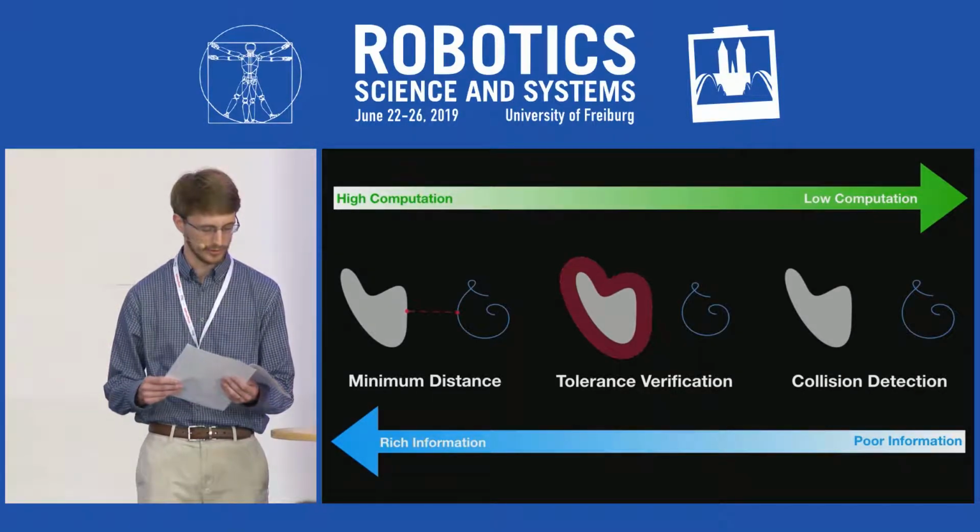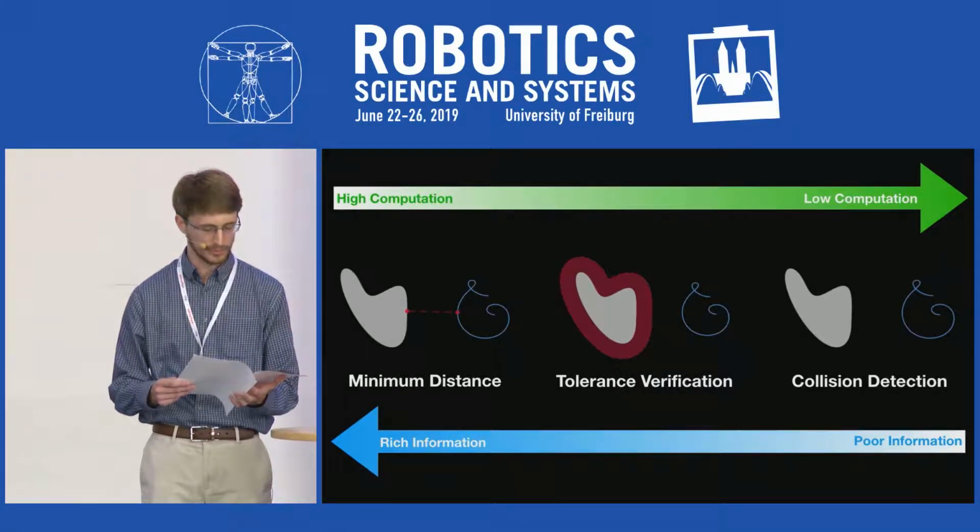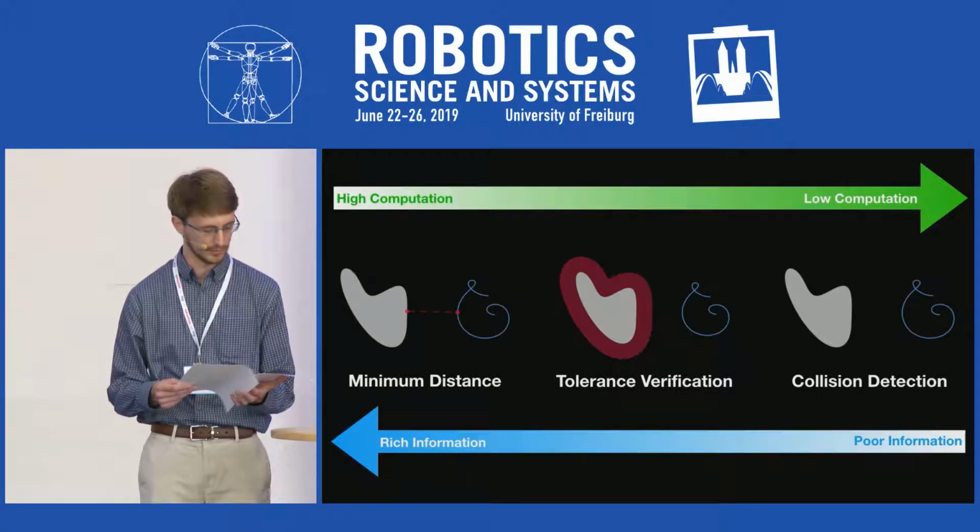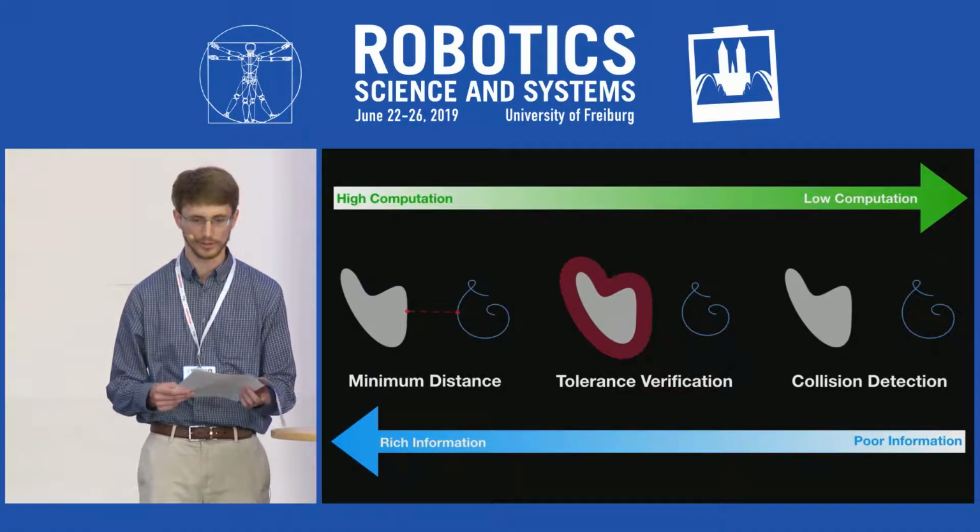In this paper, we present 3 methods. One, which calculates minimum separation distance between a planned trajectory and an obstacle. 2, which is tolerance verification to ensure the robot is some safety distance away from the obstacle. And 3, collision detection, which simply checks if the geometry of the planned trajectory intersects with an obstacle.